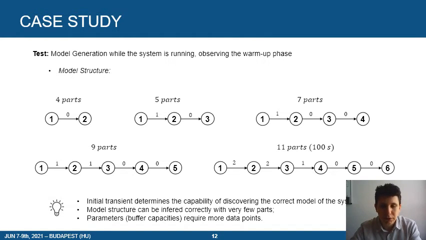From this figure, we understand that the initial transient determines the capability of discovering the correct model of the system. We also understand that the buffer capacities, that are the tags on the arcs, are not discovered in this time. So it means that we need to wait more time to understand the buffer capacities.